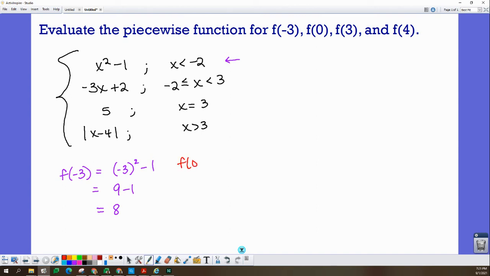If we look at f of 0, looking at my input of 0, that's going to be the x value, and thinking about, well, where does 0 fit in the different pieces of the domain? Well, 0 is greater than or equal to -2 while simultaneously being less than 3. So it fits here. -2 is less than or equal to x and less than 3. So we're going to plug in 0 for x into -3x plus 2 and simplify. So I'm plugging in 0. And I'm going to simplify. -3 times 0 is 0. 0 plus 2 is 2. So f of 0 is 2.